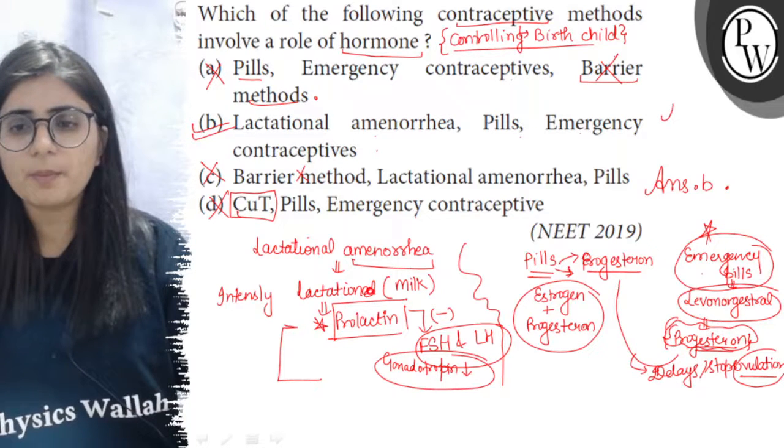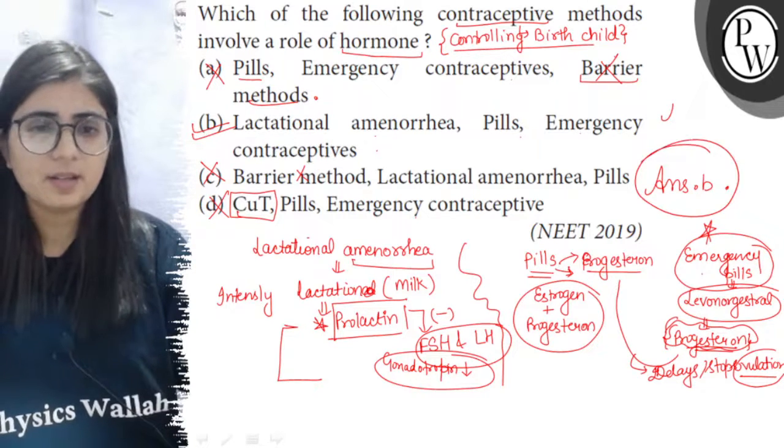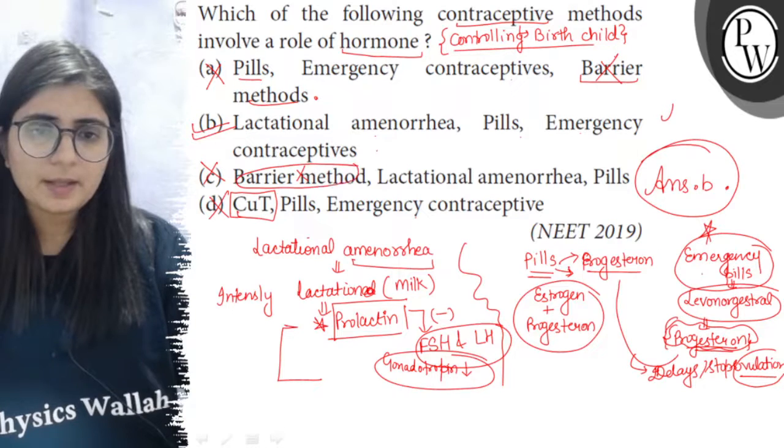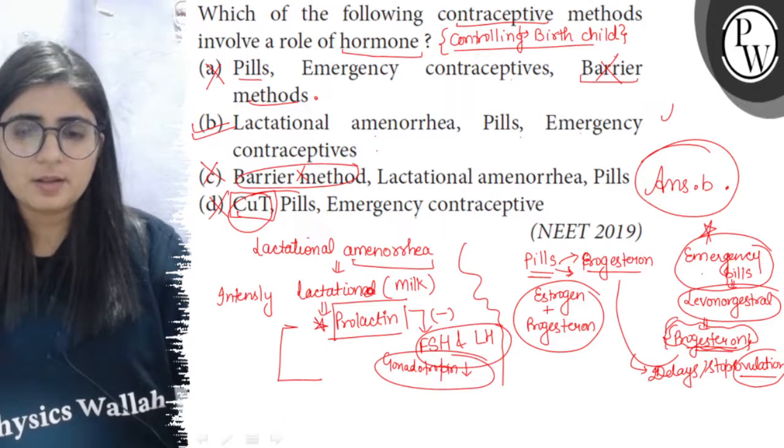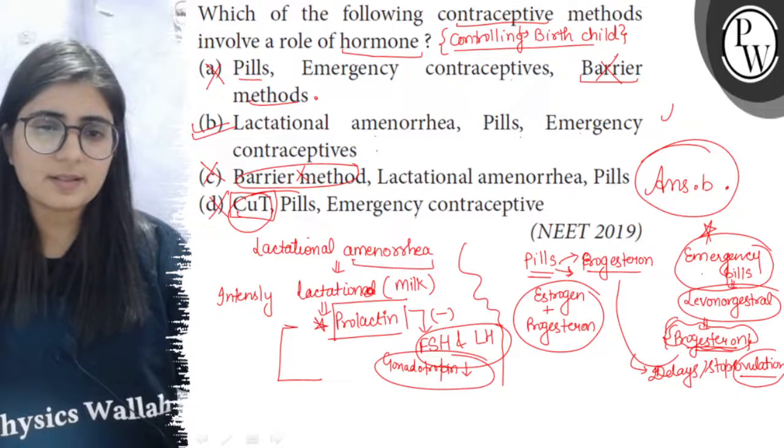So option number B is our right answer. If we look further, barrier method and copper T are not based on the hormonal mechanism. So these are discarded.